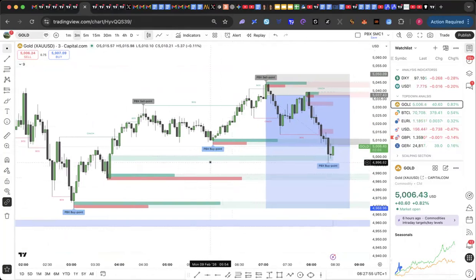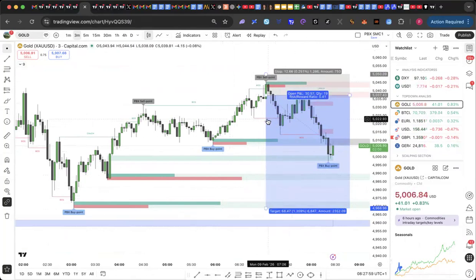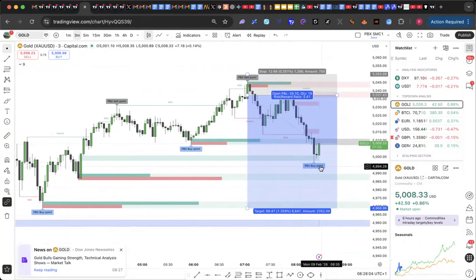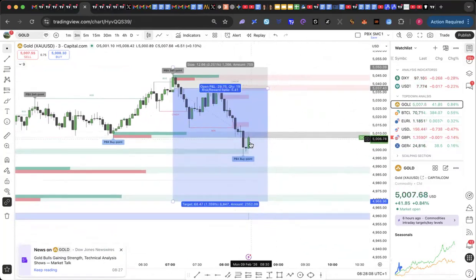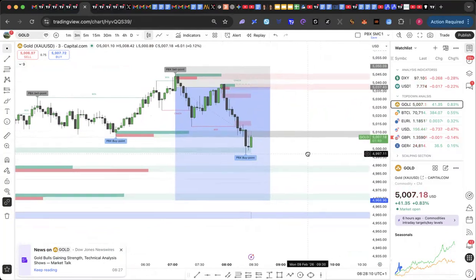But I think if you go to 3 minutes, it's going to be too noisy. I think so. But it's already a change of character, break of structure. So the market return, I think it's already forming a breaker block here, if I'm not mistaken. If you get rejected, that means you continue to go down. This is a bearish breaker block, and this is a bullish breaker block.